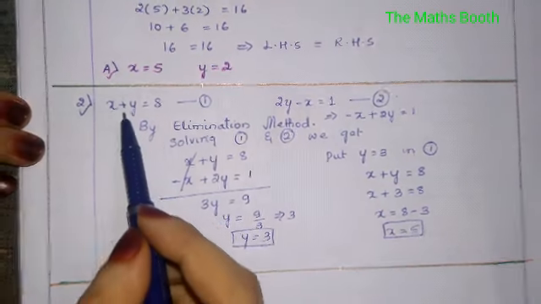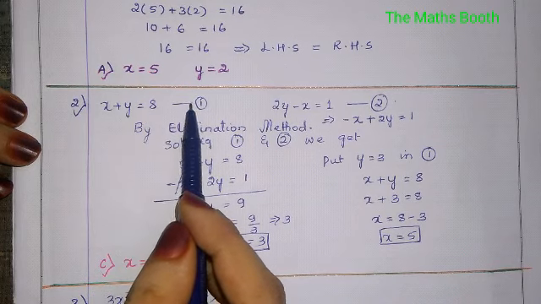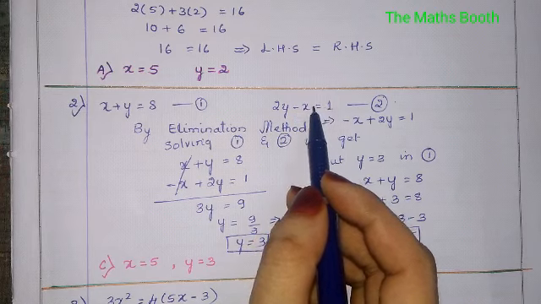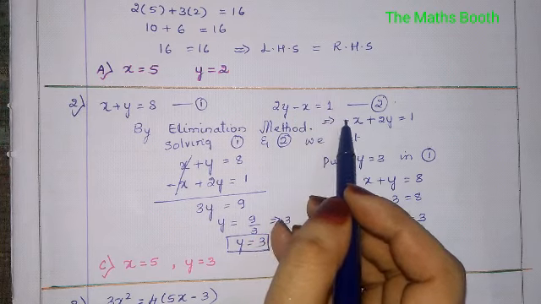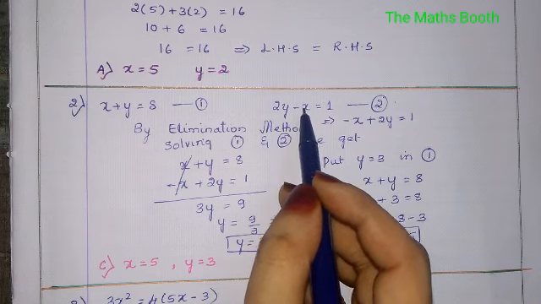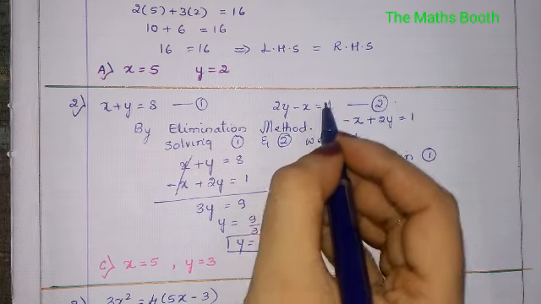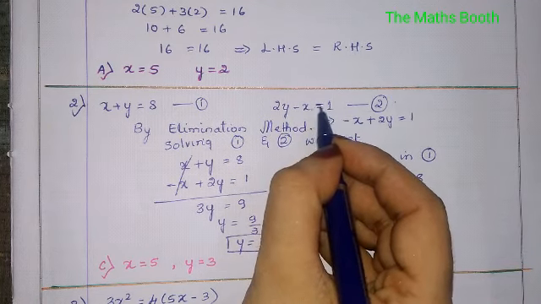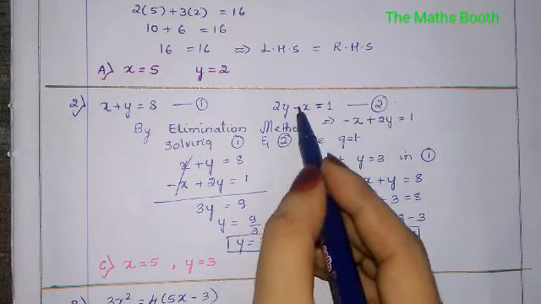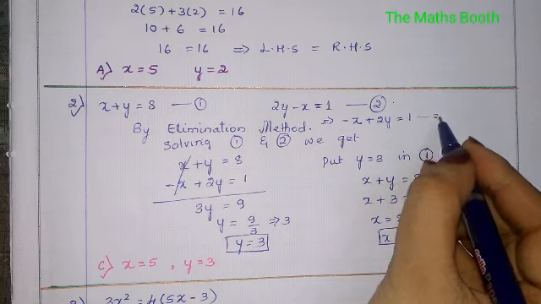Here you can see this is in the standard form, x plus y is equals to 8. We can consider this as equation 1. Here 2y minus x is equals to 1, we have to write in proper form, minus x plus 2y. If we change the position here, the sign does not change. If we take it to the other side, then the sign changes. So here I have not taken it to the other side. Minus x plus 2y is equals to 1. So this is equation 2.